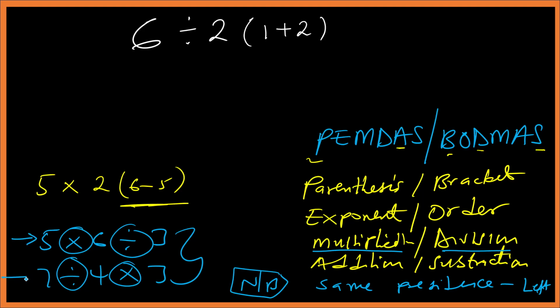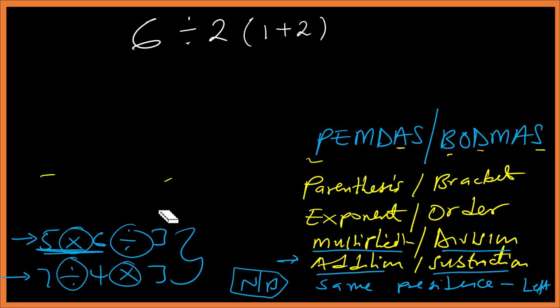So this one we just multiply, after that you divide, and this one you divide, after that you multiply. So same precedence means that we start from the left. And if it happens with addition and subtraction, we also start from the left. With this, let's go straight to the question.